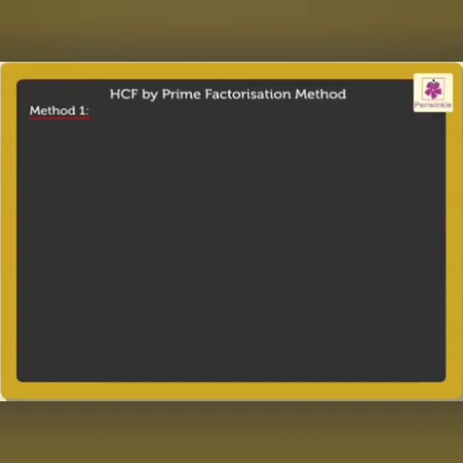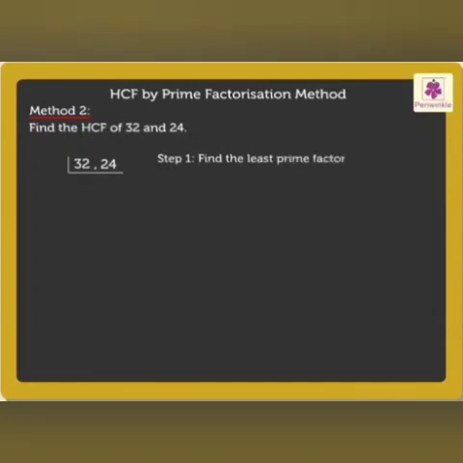Now, let us look at method 2. Let us find the HCF of 32 and 24 again using this method. Here, we will be finding the prime factors of both the numbers together. Step 1. Find the least prime factor that divides the given numbers completely. Begin with the smallest prime number, that is 2.